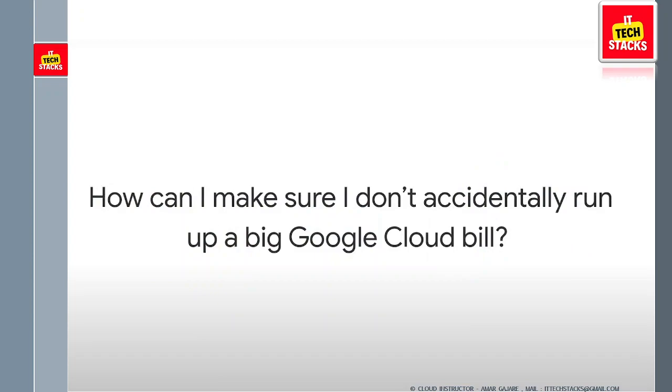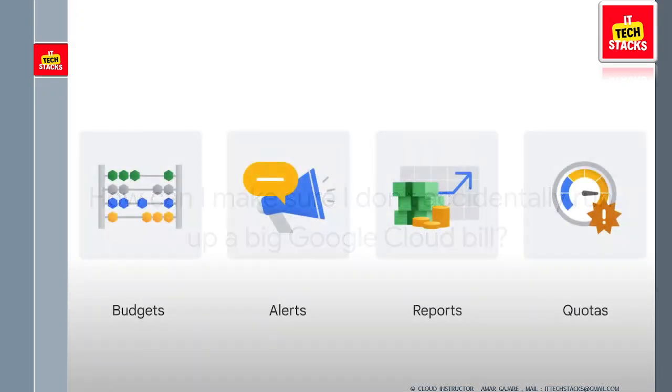So how can I make sure I don't accidentally run up a big Google Cloud bill? How do you ensure budgeting, alerting, reports?